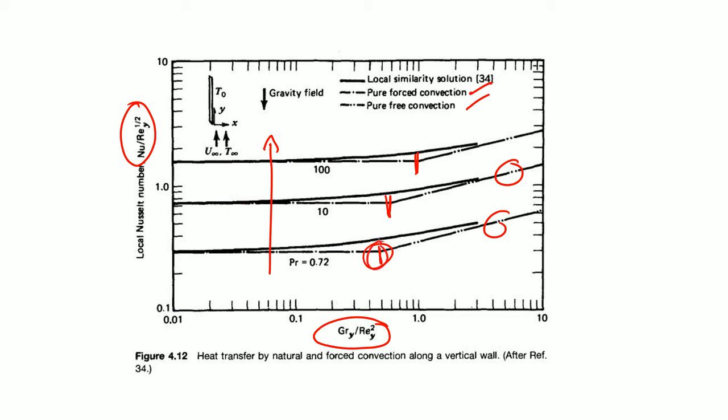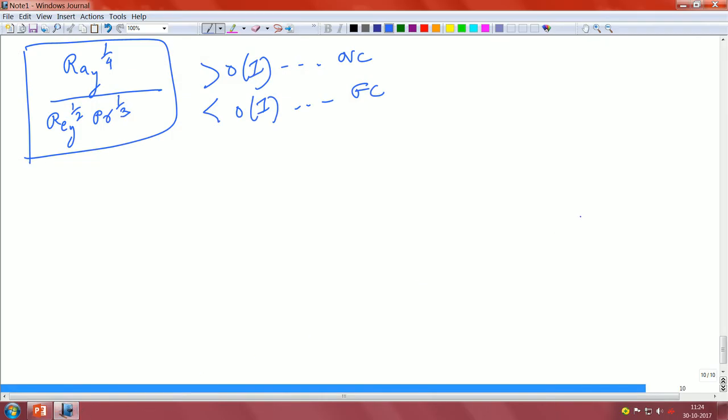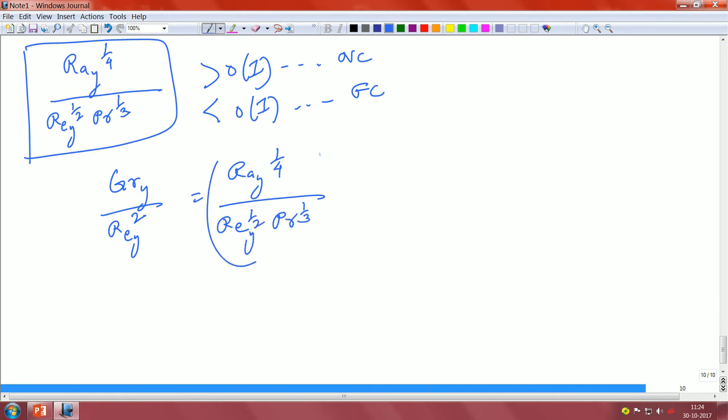The reason why there is a kink, and why this kind of kink shifts over here, is because this has been plotted with respect to Grashof number, and not with respect to the parameter that we just now defined. So, in order to see what that leads to, let us put Grashof number over Reynolds number squared, which basically gives you Rayleigh number, Reynolds number to the power of half, Prandtl number to the power of 1/3, raised to the power of 4, and Prandtl number 1/3.